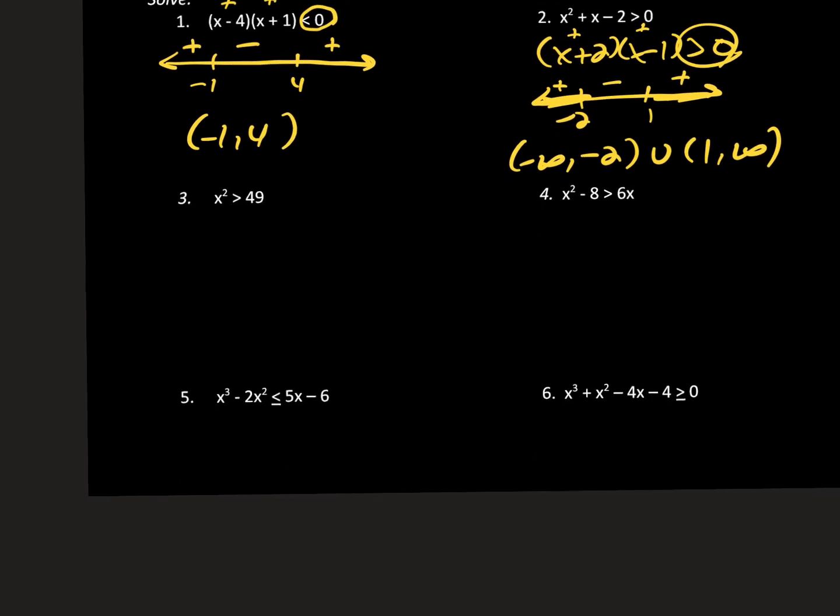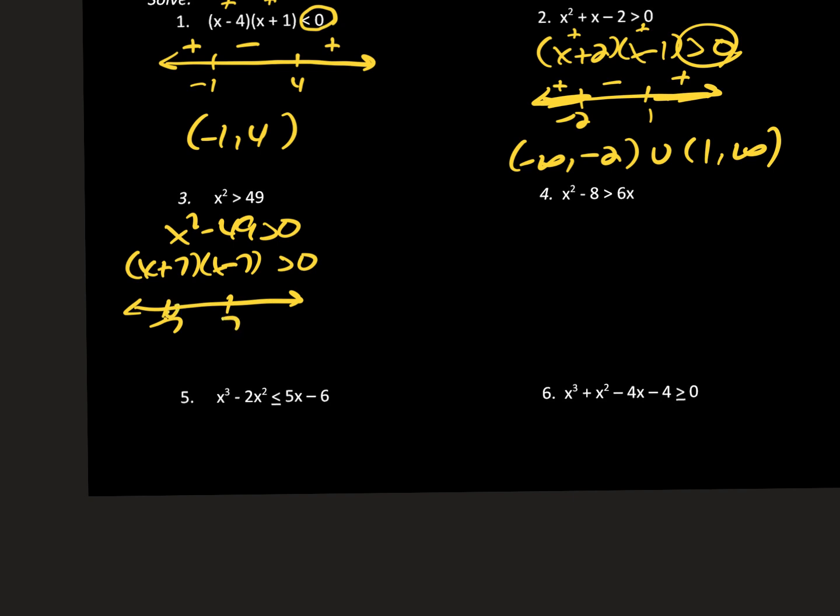3, same stuff. Move the 49 over first so I can factor it. When I factor, I get x plus 7 and x minus 7. Make sure you know how to factor, that's kind of important. Okay, so I've got -7, +7. Putting 100 in both of them again, that's plus, that's plus. So I get this. A lot of the time, most of the time, it's going to be that way. Not every time, but most of the time. So I'm looking for positive again, which is less than -7 and also greater than +7.